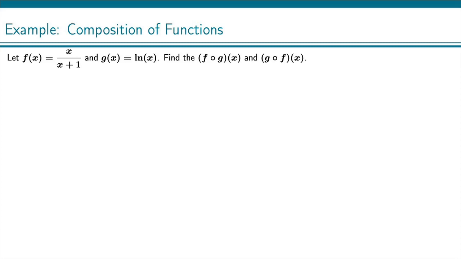We have f of x, which equals x over x plus 1, and g of x, which equals the natural log of x. We would like to find these two compositions. First, f composed with g of x, and g composed with f of x.